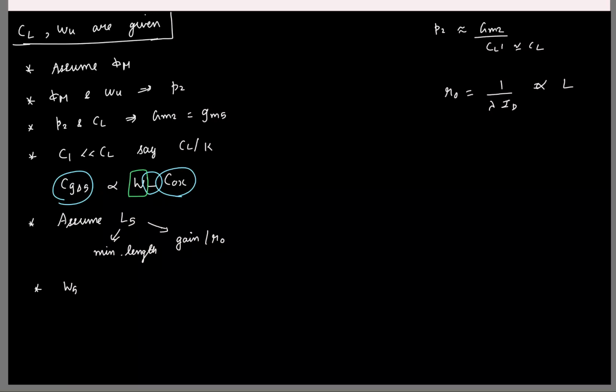And once you find W, you have the value for GM. You can now find everything, the current, overdrive voltage, everything. You can find the current through the transistor M5, the overdrive voltage of M5 and everything.